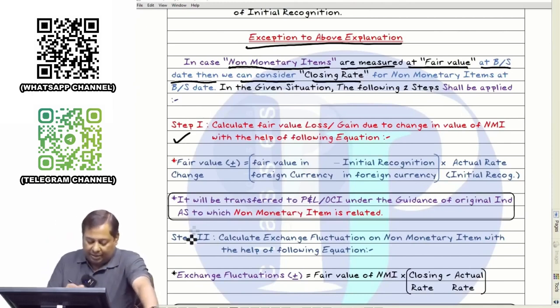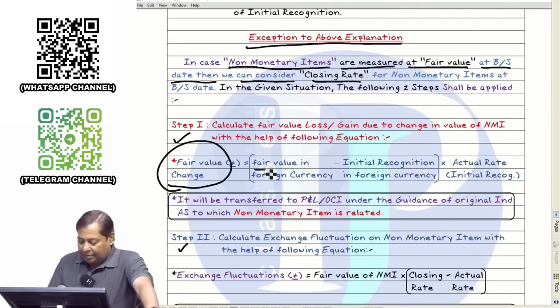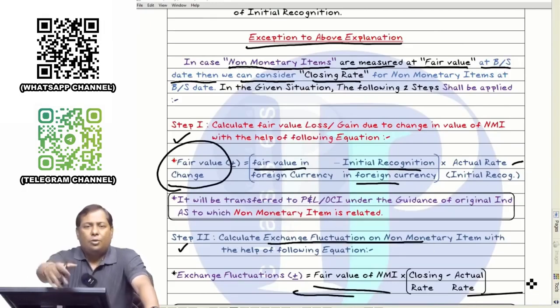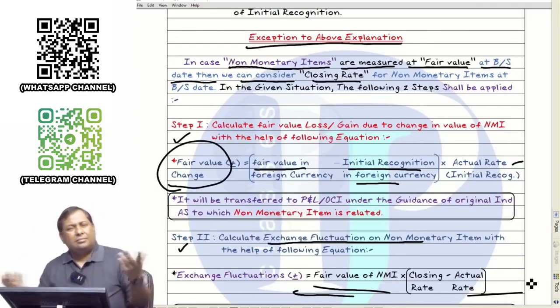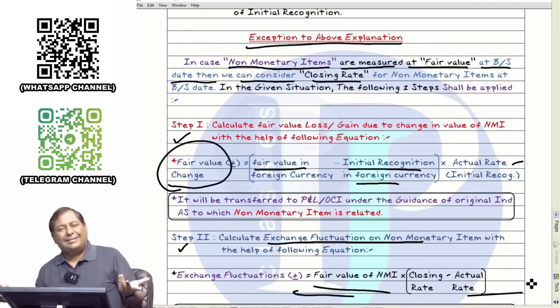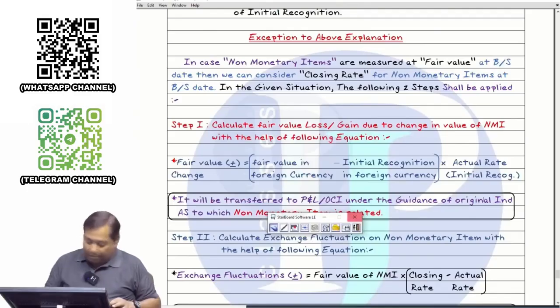Two steps were mentioned, first and second. First, find the fair value change. Take fair value, deduct initial recognition and take the actual rate. Then find out the exchange fluctuation. I've explained this entire working. It is written stepwise in your notes. I have also given examples. Look.